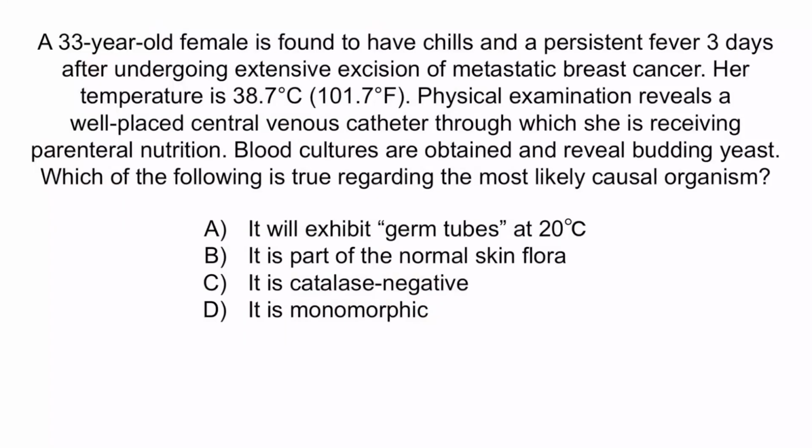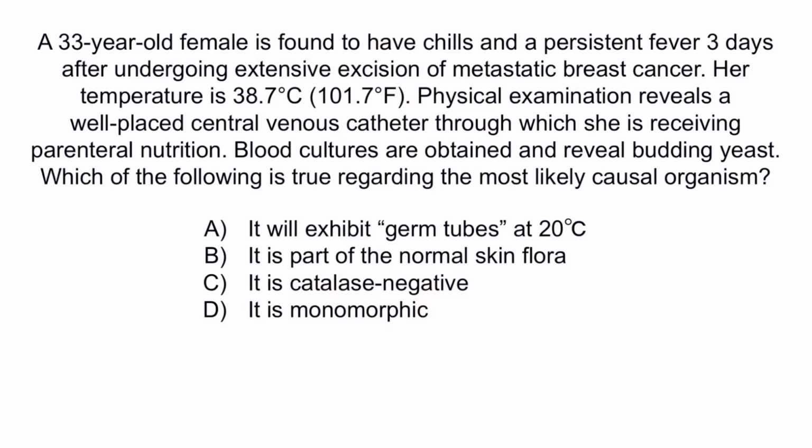A 33-year-old female is found to have chills and a persistent fever 3 days after undergoing extensive excision of metastatic breast cancer. Her temperature is 38.7 degrees Celsius or 101.7 degrees Fahrenheit. Physical examination reveals a well-placed central venous catheter through which she is receiving parenteral nutrition. Blood cultures are obtained and reveal budding yeast. Which of the following is true regarding the most likely causal organism? A. It will exhibit germ tubes at 20 degrees Celsius. B. It is part of the normal skin flora. C. It is Catalase negative. Or D. It is monomorphic.